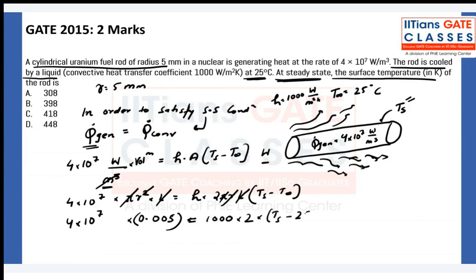If you put this in 25, the answer you will get in degree Celsius. If you put this in Kelvin, for example, if I put 298, because 25 degrees Celsius is 298, now I can directly get the answer in Kelvin, which Vijaya has solved: 398 Kelvin. It is correct. 398 Kelvin is correct.